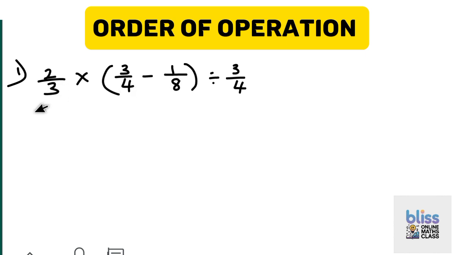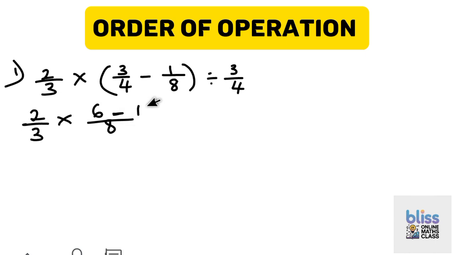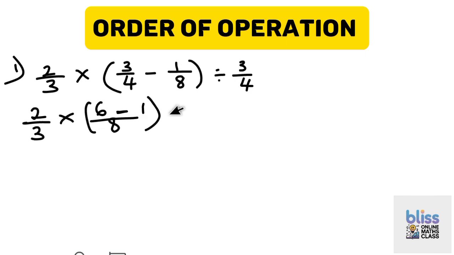So this will be equal to 2 over 3 times the LCM of 4 and 8, which is 8. 8 divided by 4 is 2. 2 times 3 is 6, minus 8 divided by 8 is 1. 1 times 1 is 1. Divide by 3 over 4. So 2 over 3 times 6 minus 1 will give us 5 over 8.